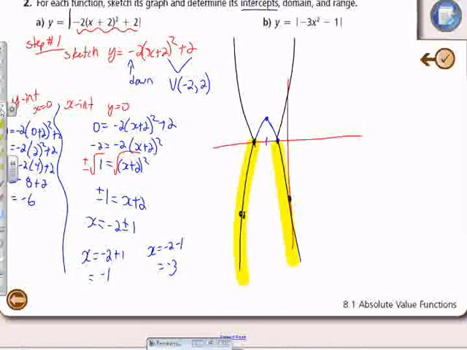So, let's answer all the questions. The intercepts. X-intercepts are at -1 and -3. They're the same. Y-intercept though. Y-intercept of the parabola was -6. But when I take the absolute value, it's going to be a +6.